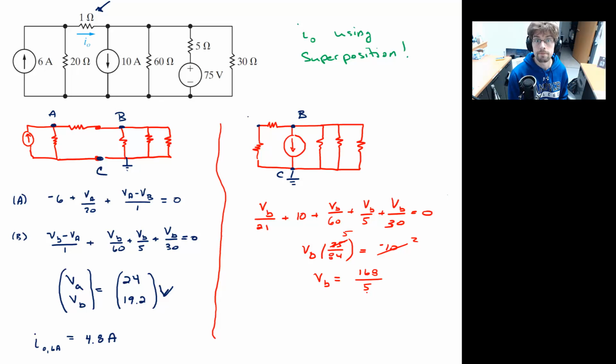There we go. Which means, let's go ahead and find the contribution to I naught from the 10 amp supply. It is VB, don't forget the negative sign, VB divided by 21. That 21 is the branch that contains the 1 ohm resistor and the 20 ohm resistor, since there's no junction right now. And so what do we get here? Negative 168 divided by 21 times 5.